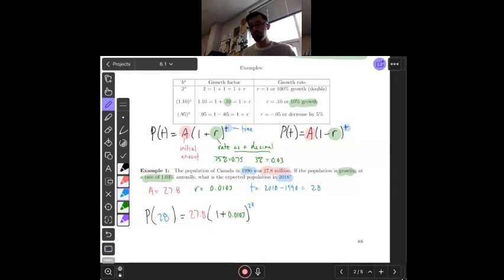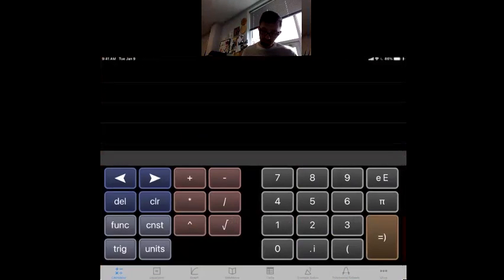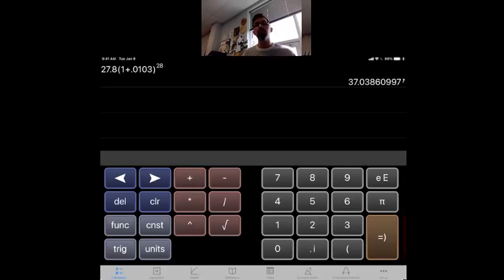Let's throw that in a calculator. Make sure you have a good scientific calculator at least with you to do this stuff. 27.8 times 1 plus 0.0103 to the 28th power. So they rounded to the nearest tenth, so I'm just going to round to the nearest tenth. So I'm going to say 37.0. They aren't giving us a lot of feedback on how to round, so I'm just going to have to take some clues. So 37.0.